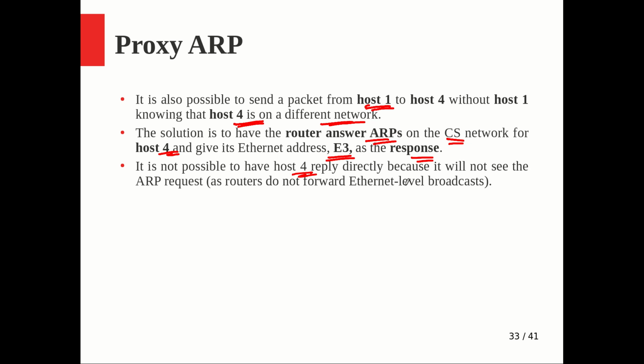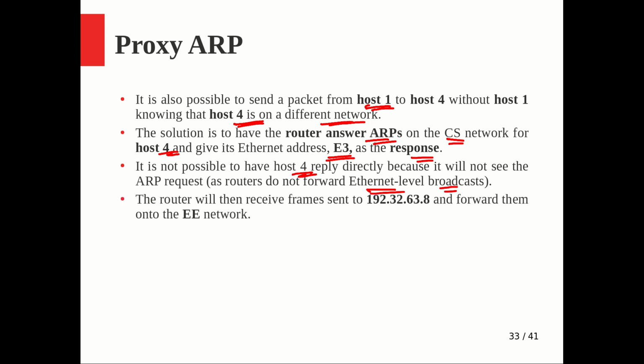because host 4 is on a different network, right? Ethernet level broadcast is not going to cross the router boundary. So host 4 will not see it at all, but the router will act like a proxy for host 4. So that is the thing. The router will then receive the message for the actual destination, that is 63.8, that is host 4, right? Just recheck and forward it to the other network.